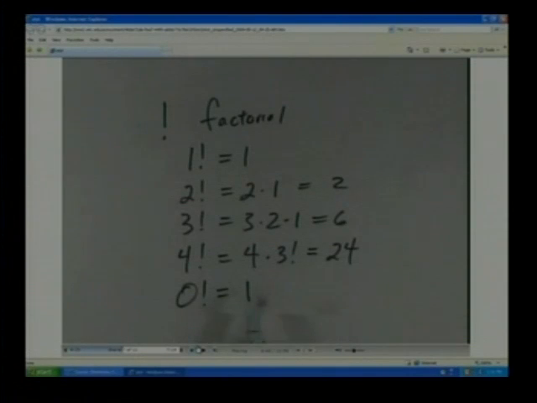4 factorial, let me introduce this. We can say 4 times 3 factorial. So that's going to be 24. 4 times the 6 is 24. By definition, we know that 0 factorial is equal to 1. I can give you a proof for that, but it would probably be best just for you to accept that by definition.